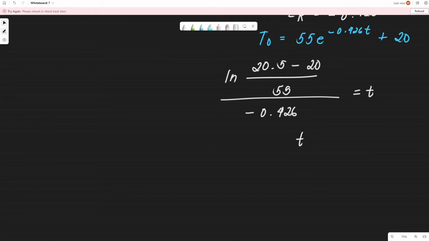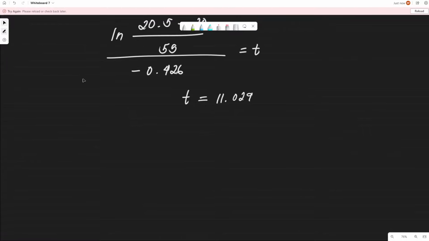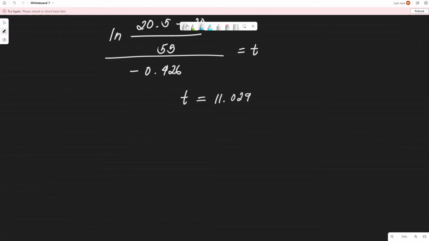Computing for t, let me bring out the calculator again. We have the natural logarithm of 20.5 minus 20, which is 0.5, over 55, divided by the answer we stored in A. So t is approximately 11.029 minutes.